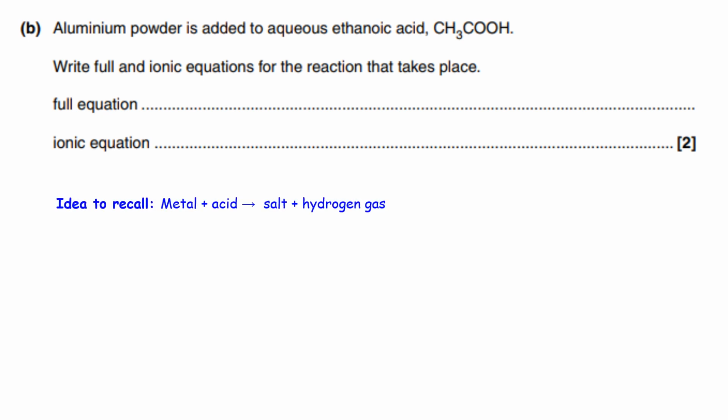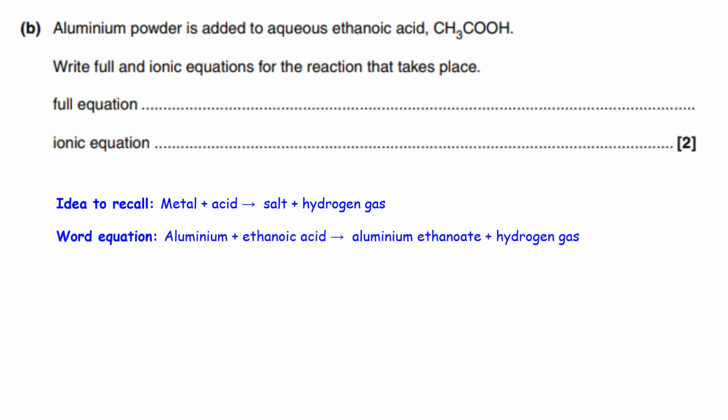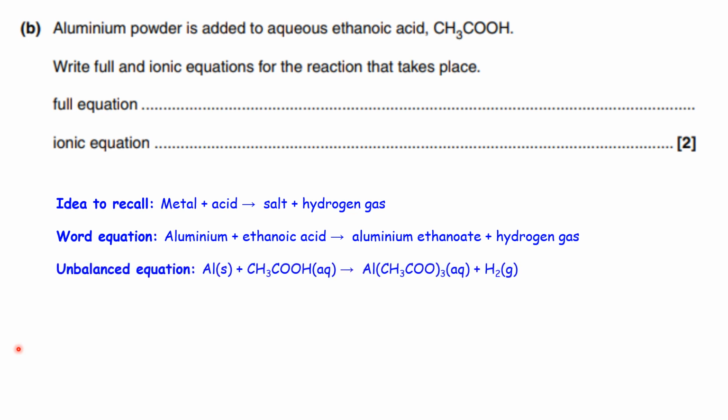Firstly, a metal plus an acid will always give us salt plus hydrogen gas. So applying that to this particular version here, it's aluminium plus ethanoic acid gives you aluminium ethanoate plus hydrogen gas. So I'm putting the unbalanced equation because I need to take a moment to explain why there's a 3 here.